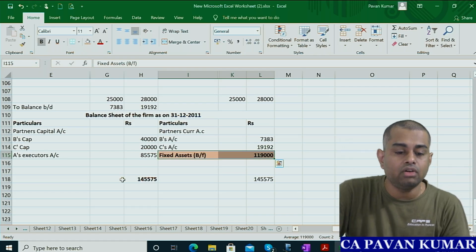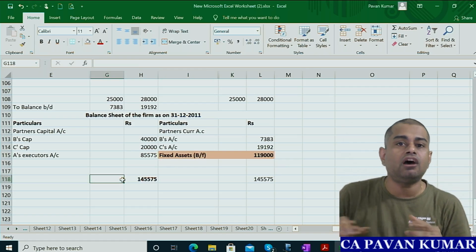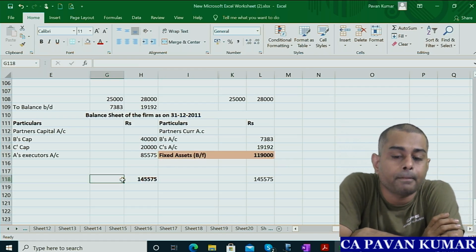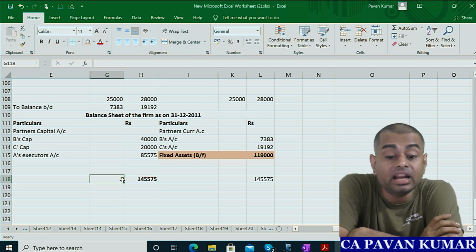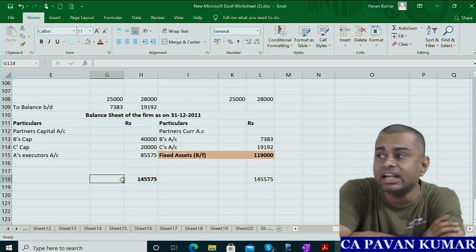Now Chintu will get it out. Pavan sir, why do we need fixed assets? Beta, we are preparing realization account now. We are selling the business. We need to prepare realization account. In that realization account, fixed assets will be taken as 1,19,000. Correct?